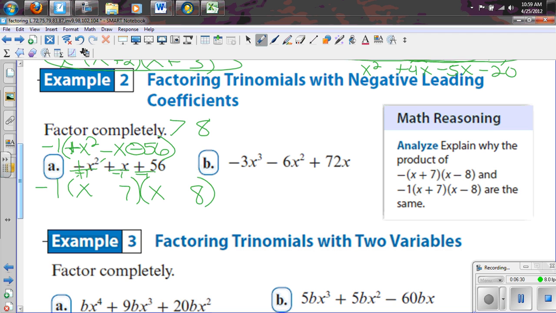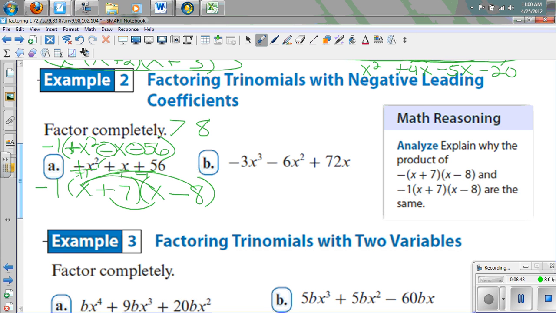We want a positive, we want a negative, gotta look at the right part here. We want a negative x in the middle, so that means our 8 is going to be negative and our 7 has to be positive. Because that's x squared plus 7x minus 8x, and negative 8x and positive 7x is negative 1, and that's what we want up here. We completely changed that original equation, so don't look back at the original equation. So negative 1 times x plus 7 times x minus 8.